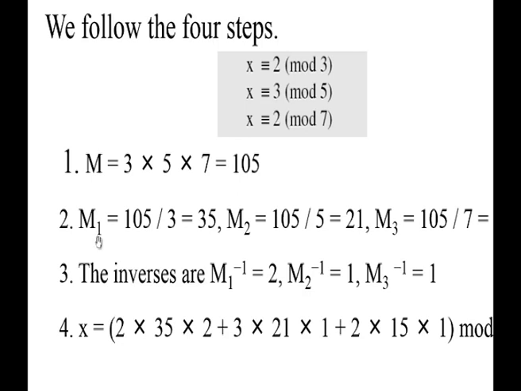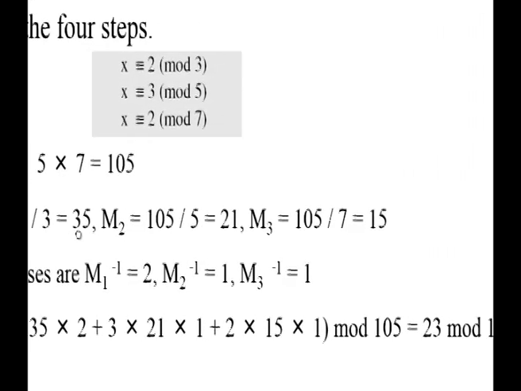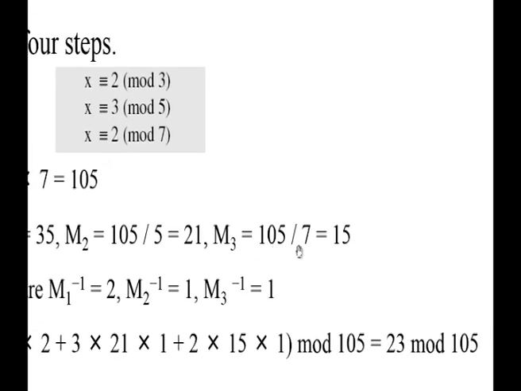That is where we can say M1 is equal to 105 divided by 3. So, now we got 35. Similarly, M2 is equal to 105 divided by 5, because here smaller m2 is 5. So, 105 divided by 5 is 21. Then M3 is equal to 105 divided by 7, that is 15, where smaller m3 is 7.